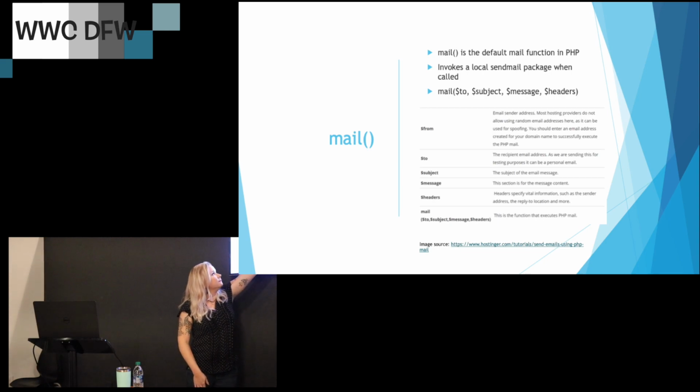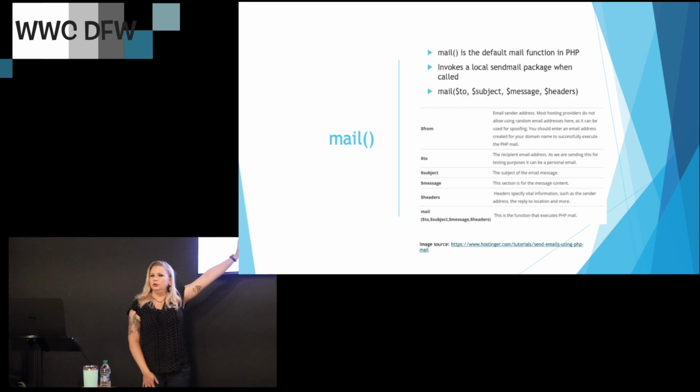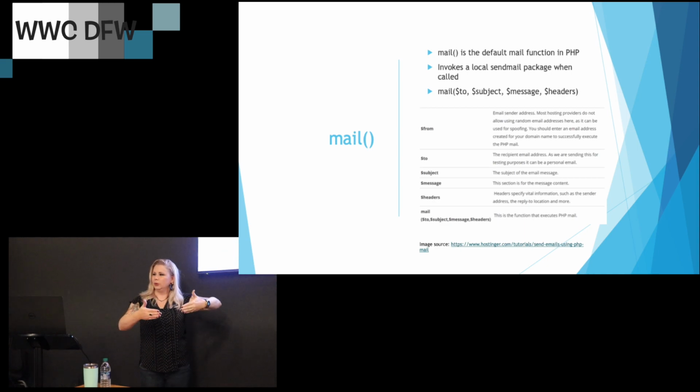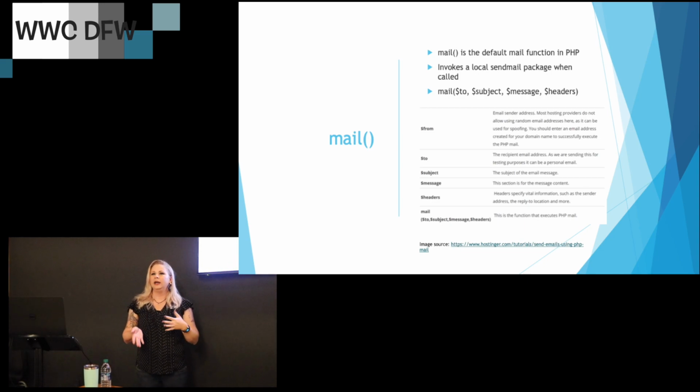Now, you'll see the "from" isn't passed up here. That's because it already knows. It's just built in. You don't have to tell it who you're sending it from. You tell it in one place, and you don't have to pass it into your mail function. So you'll set who it's going to, the subject and the message, and then headers are kind of an extra setting. You can set what type of email you're sending, and you can set the priority level on it.